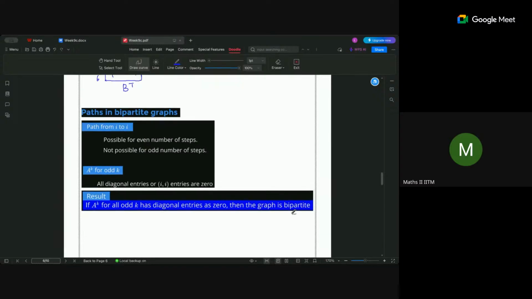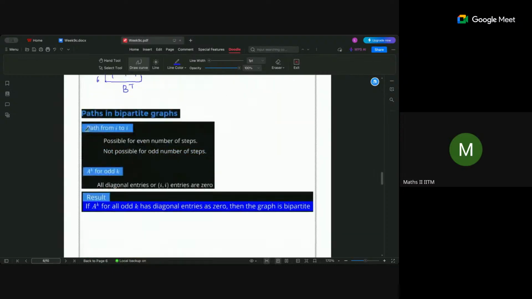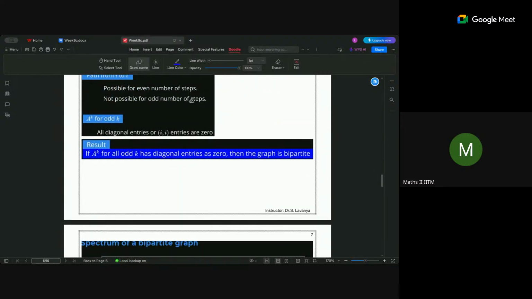For paths in a bipartite graph, there are some special properties. For example, a path from i to i is possible only in an even number of steps. Why? Because from i, you can go back to i, for example 1 to 5 and then 5 to 1 in two steps, or 1 to 4, 4 to 3, 3 to 6, 6 to 1 in four steps. So either in 2 steps or 4 steps, like that only. You cannot go in an odd number of steps.